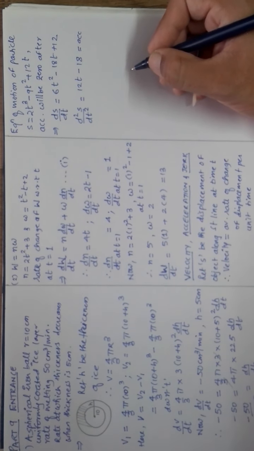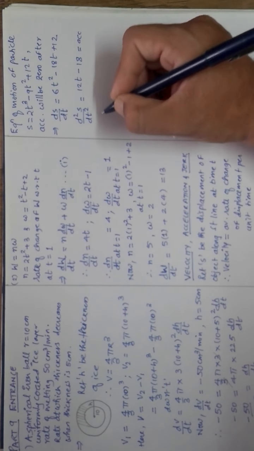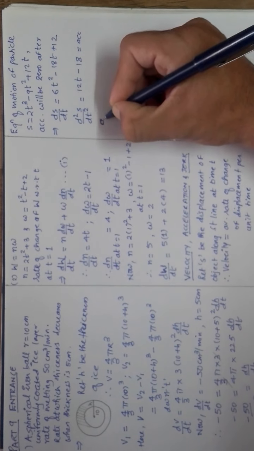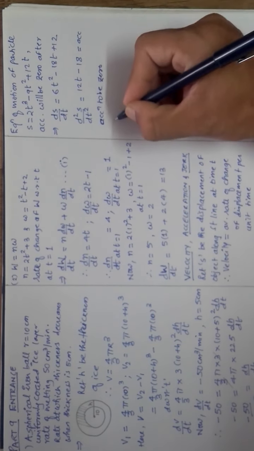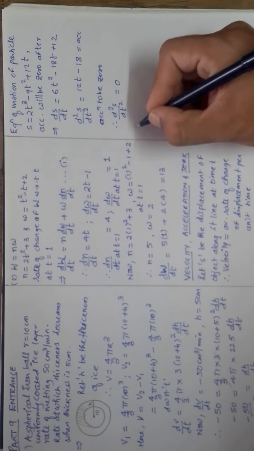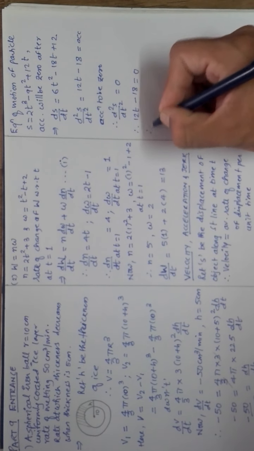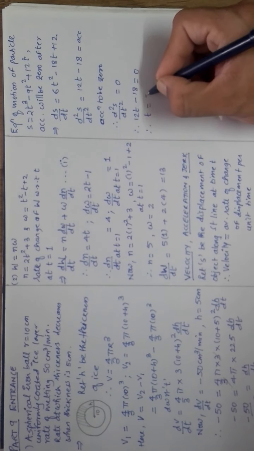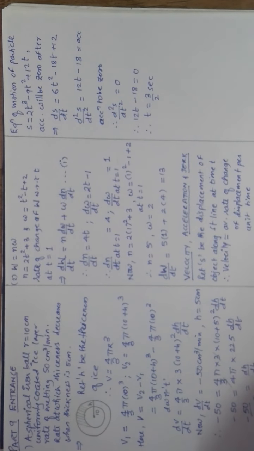The acceleration will be 0 after what time? So for acceleration to be 0, you must have d square s by dt square equal to 0, indicating 12t minus 18 must be equal to 0. So obviously t is equal to 3 by 2 seconds. It is told that it is in centimeter and seconds. So after 3 by 2 seconds, the acceleration will become 0.